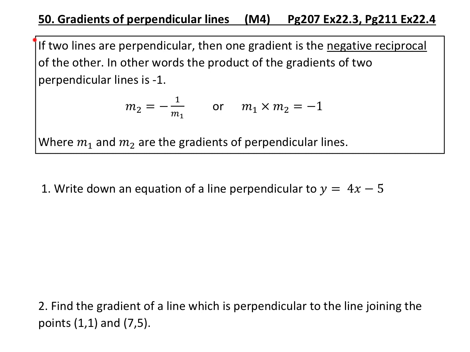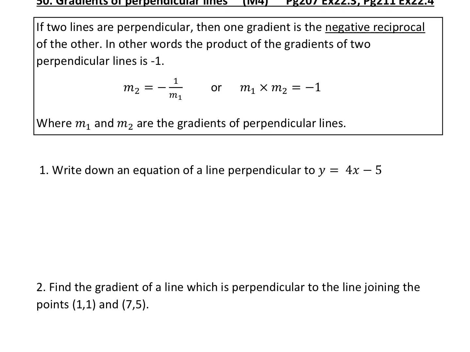The main fact we need to know about perpendicular lines is that if two lines are perpendicular, then one gradient is the negative reciprocal of the other. Or, in other words, the product of the gradients of two perpendicular lines is -1. So you can write it two ways. If m1 and m2 are the gradients of perpendicular lines, then m2 is equal to the negative reciprocal of m1. Or if you multiply the two gradients together, you should always get -1, which is just a rearrangement of this.